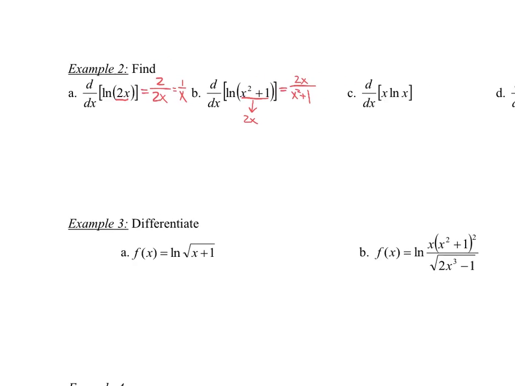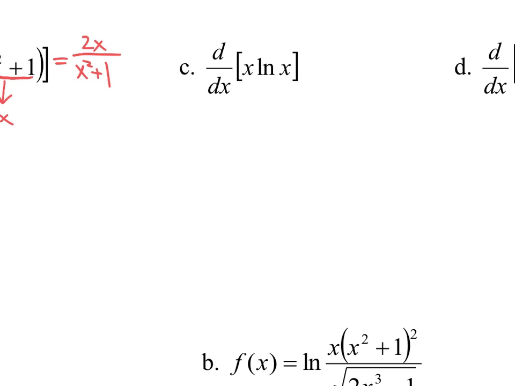And all of our other rules still apply as well. Okay, here we have not ln of a function, but we have ln of x times another function. So we have to use the product rule. Just to recap here, u prime is going to be 1. Here v prime is 1 over x. So when we do the derivative, it's u prime times v.